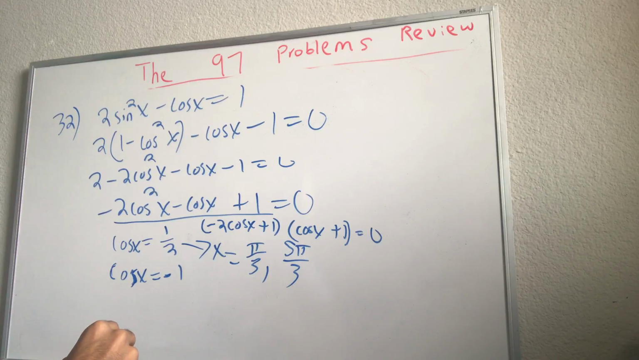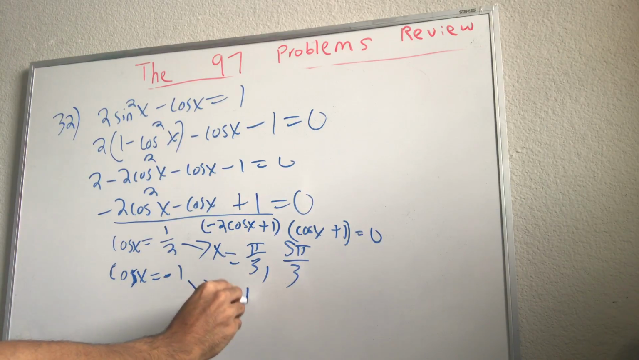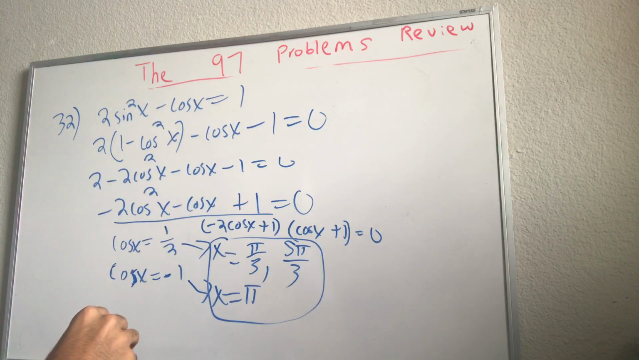And then cosine of x is equal to negative 1. Well, think about your unit circle and think about the point where your x coordinate may be negative 1. And you will see that that is only at the point x is equal to pi. So our final solutions here are x is equal to pi over 3, 5 pi over 3, and then x is equal to pi. So these are our three values as we have solved this trigonometric equation here. So thanks for watching.